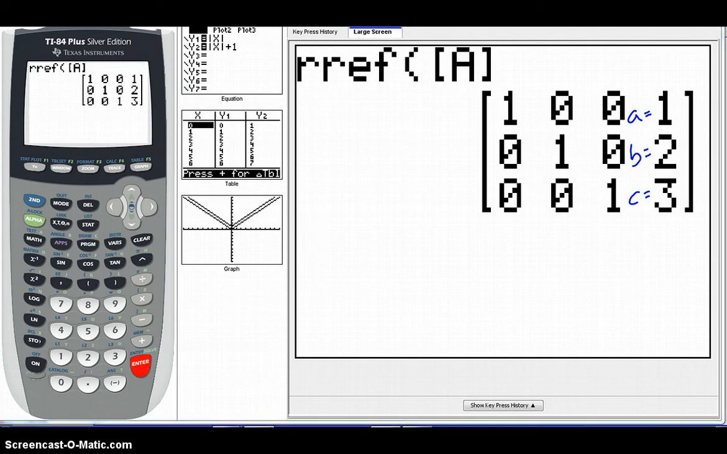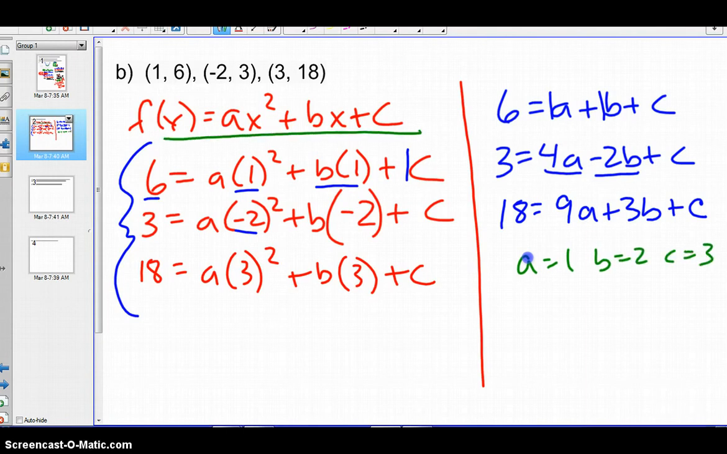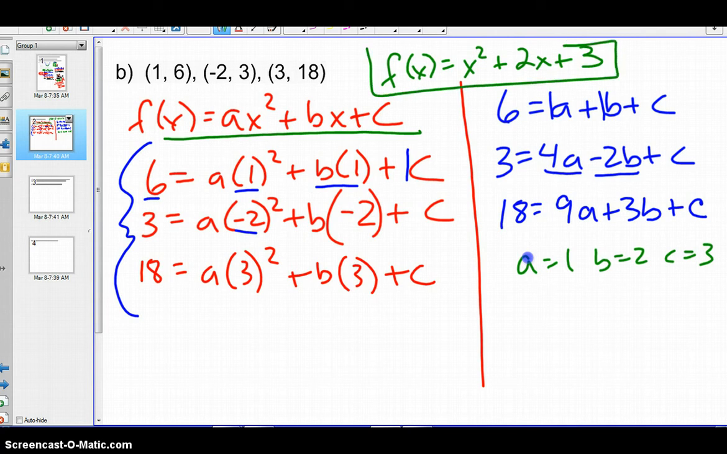So we go back into our notes here and say that A is 1, B is 2, and C is 3. Plug that into our equation right here. And we find out that f of x equals x squared plus 2x plus 3. So there are going to be times where you're going to want to use maybe say elimination, and there's going to be other times you're going to want to set it up using matrices.